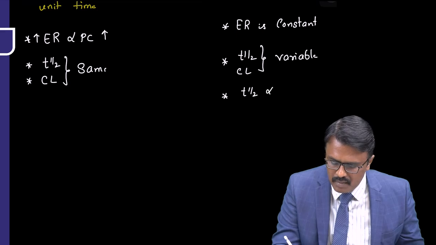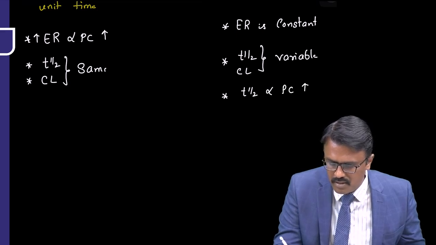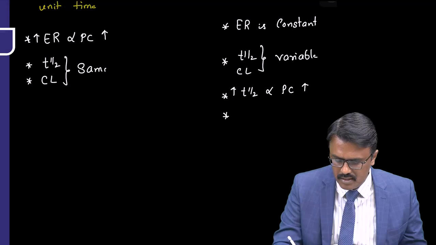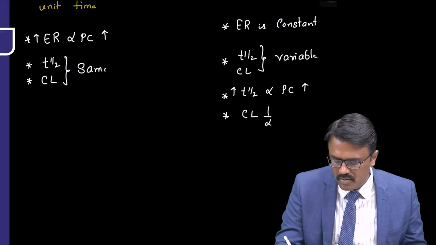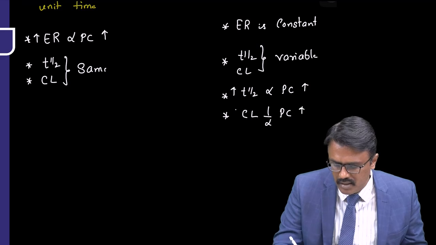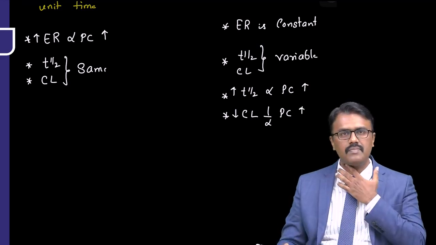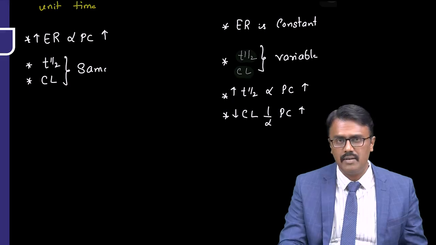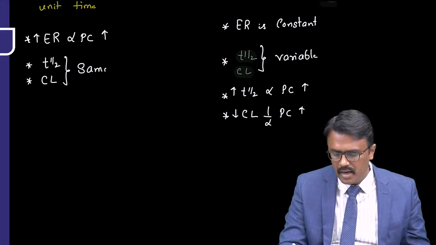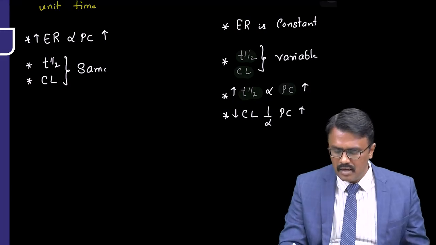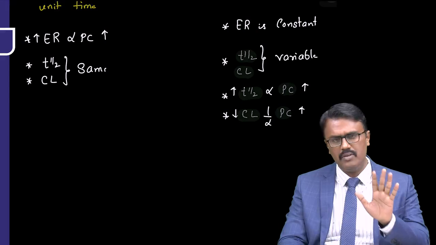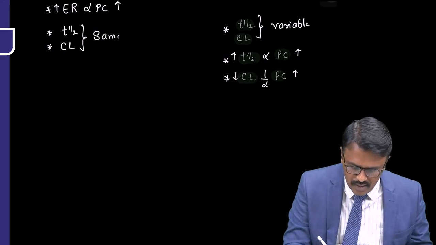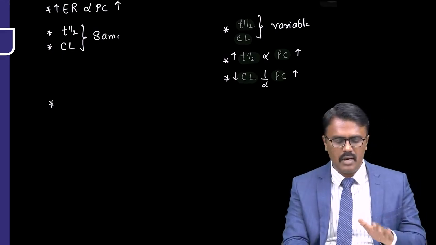Now, how is it variable, sir? Half-life is directly proportional to plasma concentration. If plasma concentration is more, half-life of the drug is also more. Then what happens to the clearance, sir? Clearance is inversely proportional to plasma concentration. If plasma concentration increases, clearance decreases. So the first basic thing you need to remember is half-life and clearance are variable. Half-life is directly proportional to plasma concentration, and clearance is inversely proportional. Keep that in mind. Don't worry about that. First understand the concept. First know these things. Sir, we understood that: elimination rate, half-life, clearance.